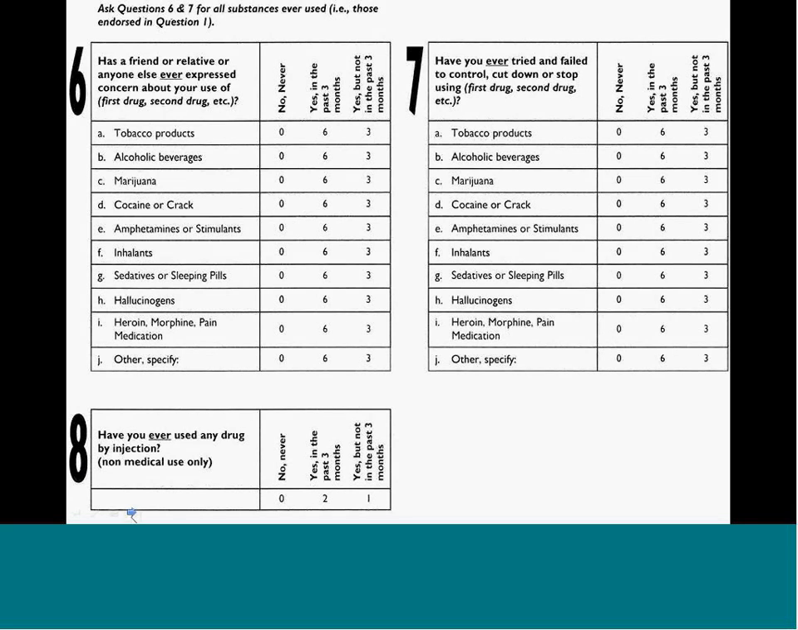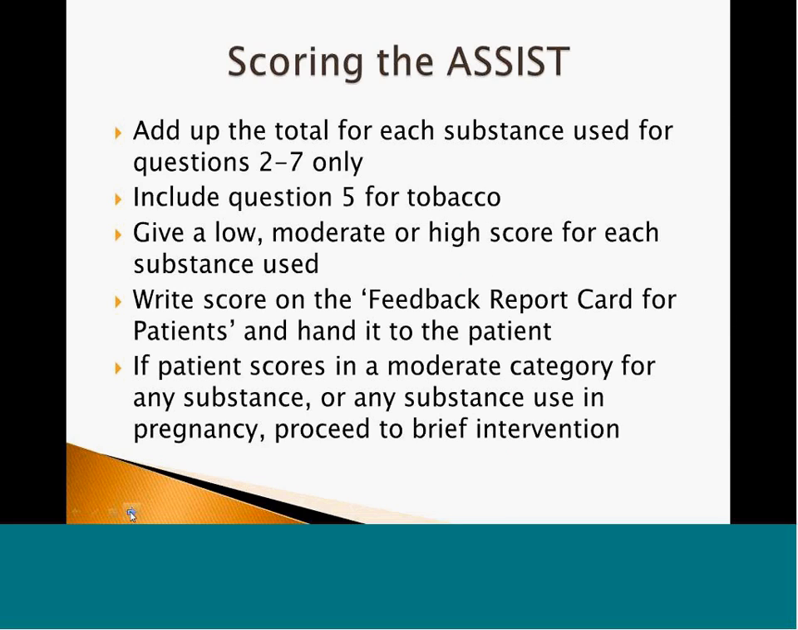This is the feedback report card for patients. So we're going to be going through scoring the ASSIST screening tool. I will go to the next screen and then come back again. So scoring the ASSIST, you add the total for each substance that the patient has used in questions 2 through 7 only. Do not include question 1. Do not include question 8. Do include question number 5 for tobacco, as we have discussed.